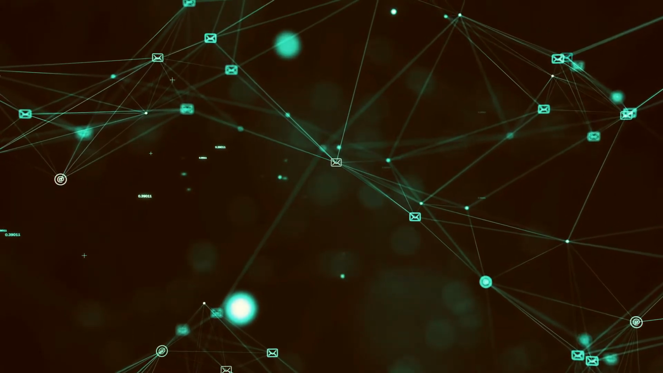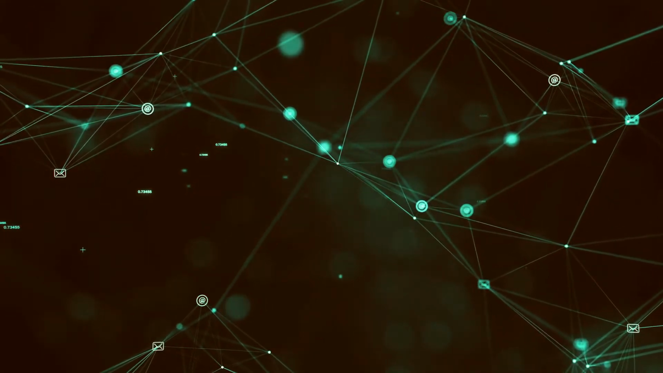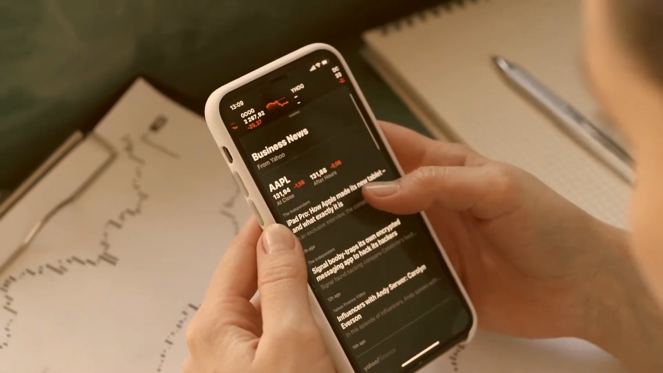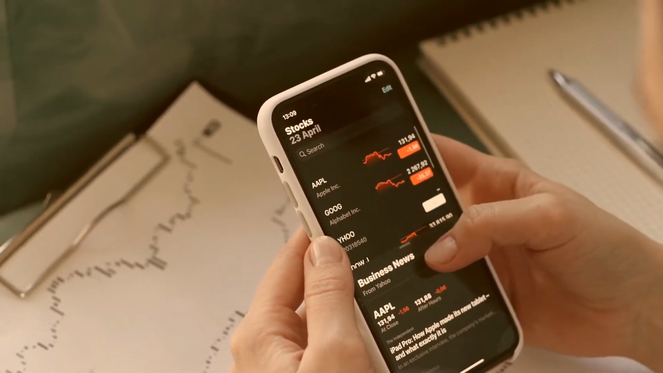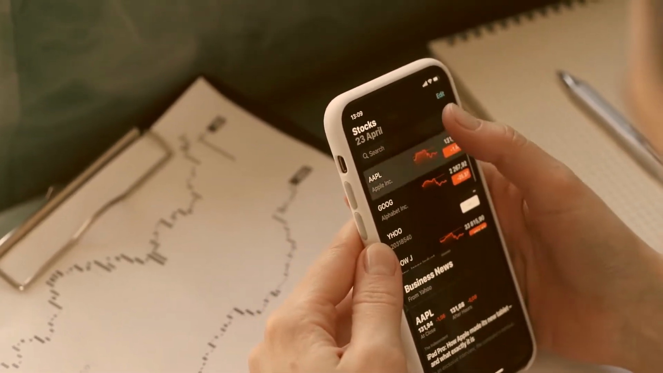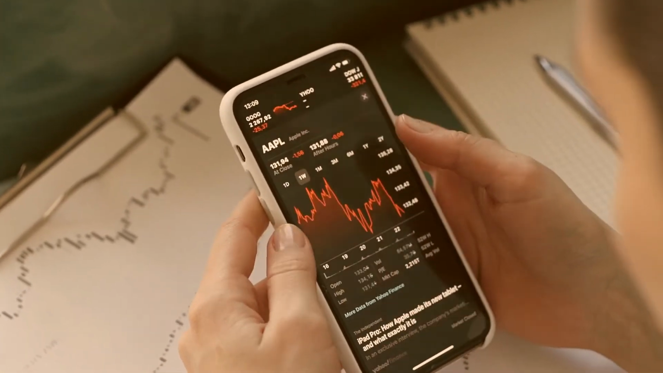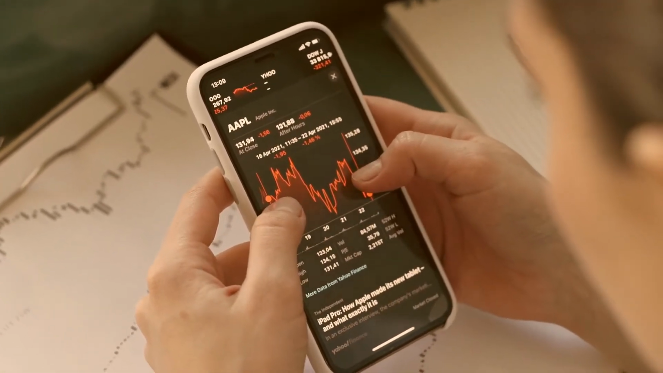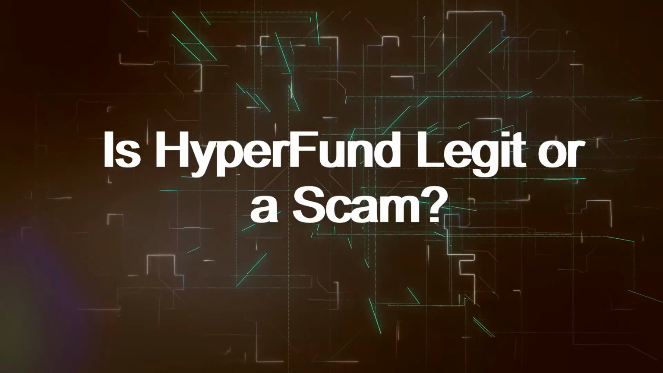There are a lot of brokers out there operating under fake company names or that have other fraudulent operations. A little bit of preliminary research can go a long way in protecting you and your finances. Is HyperFund legit or a scam?